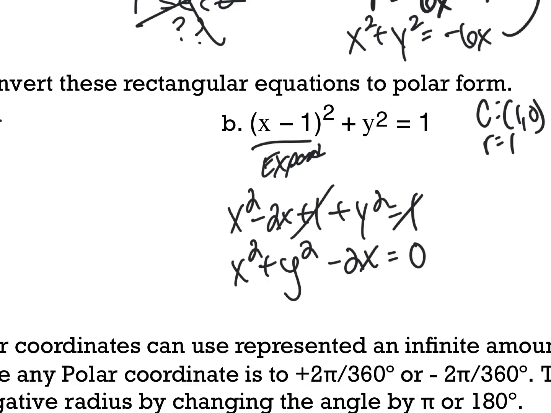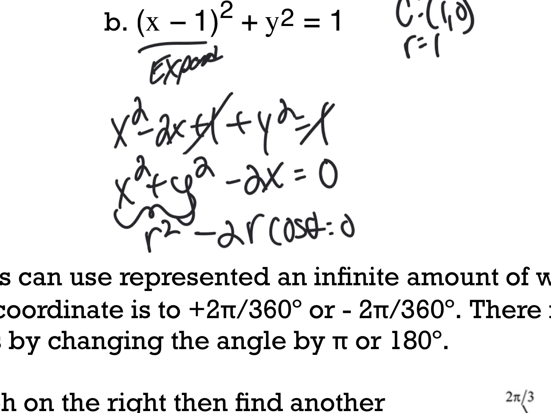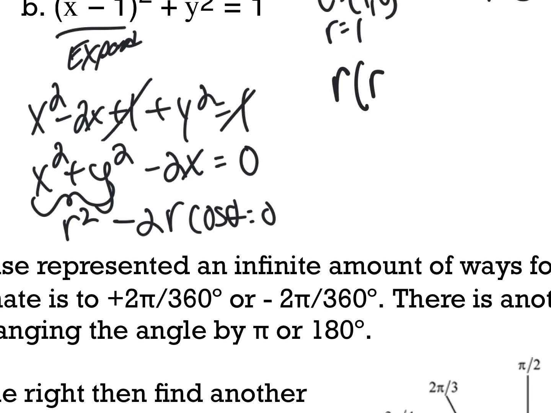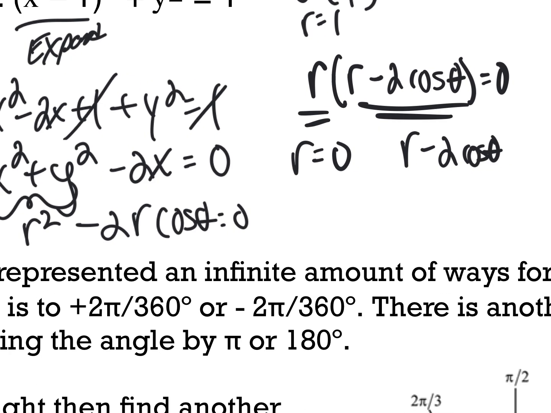And the reason is because this becomes r squared, and x becomes r cosine theta. And you might be wondering, what do I do here? So what we actually do is we factor out the r, and we get two simultaneous equations to work through. The first one, like solving a regular equation, is just r equals 0. The second one is r minus 2 cosine theta equals 0.